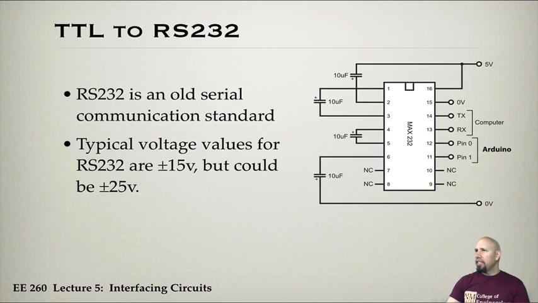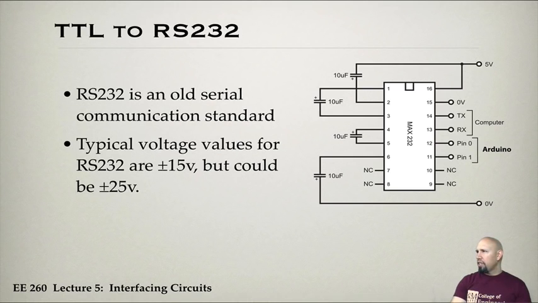Another digital interfacing that's needed is TTL to RS-232. RS-232 is an old serial communication standard, but it's still used quite a lot. Typical voltage values for RS-232 are plus and minus 25 volts, but they could be plus and minus 15 volts. And it's not uncommon to see plus and minus 9 volts.